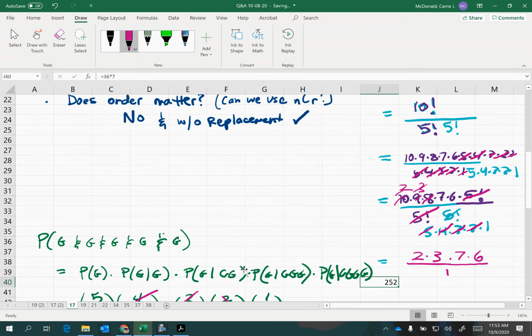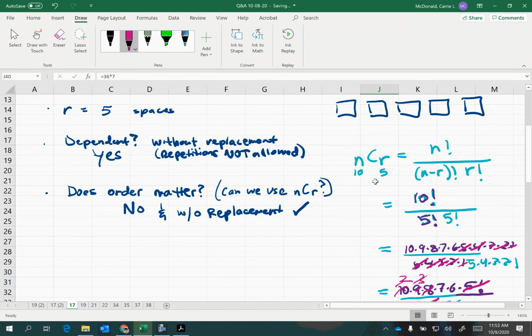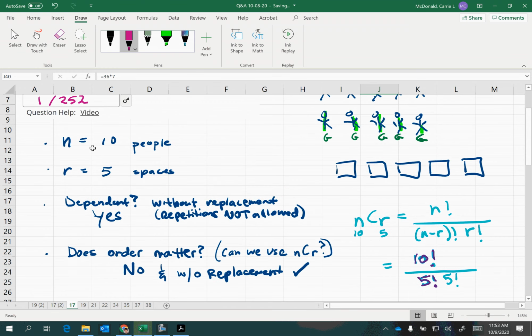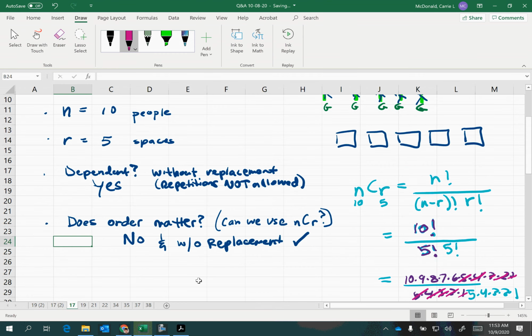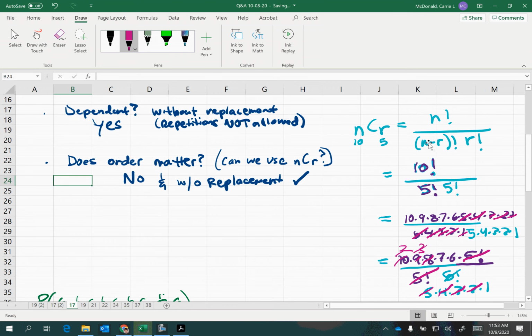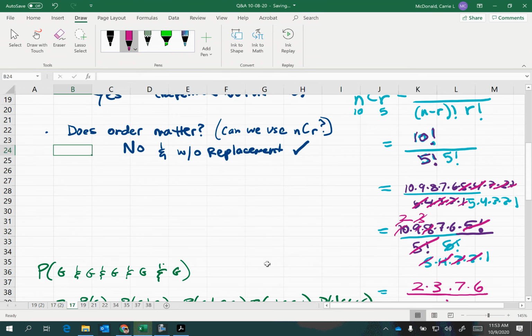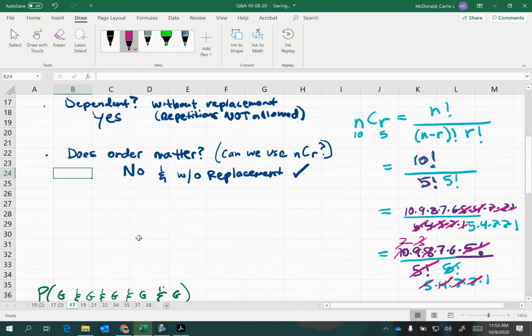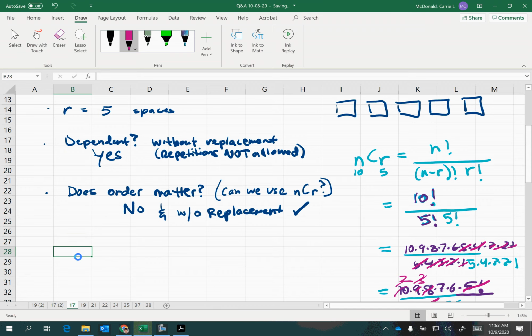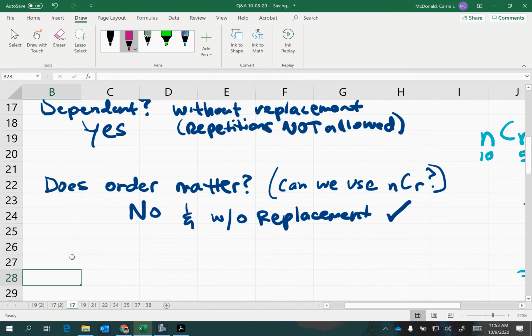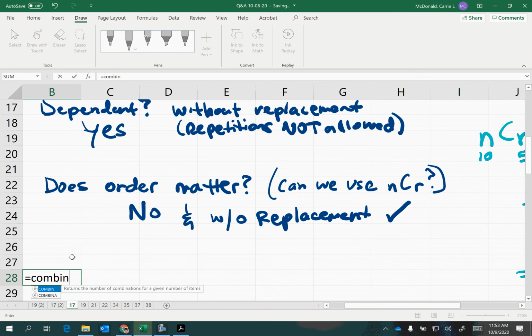But notice how much more straightforward it is to use the combinations formula if we are successful in thinking through the conditions to make sure we can use the combinations formula. Mathematically, there's some calculations to be done there, but what else is cool is I have the combinations formula in Excel that I can use. So using the Excel formula, it's the word COMBIN without the E on the end. Then you put in the number of possible items and then comma the number of selections, and you get the answer 252.